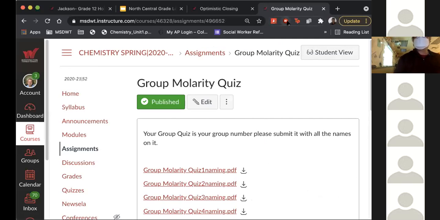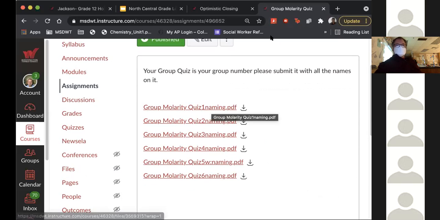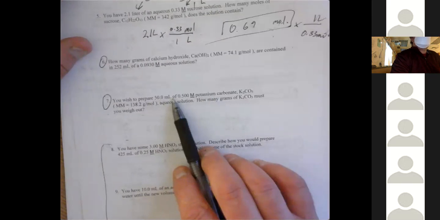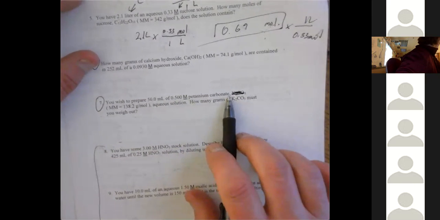I'm going to pause the recording. When you do it with a group, you actually have to know the naming as well. So you can see it says group molarity quiz 1 naming. So what that means is, take a look at this problem here. It says you wish to prepare 50 milliliters of 0.5 molar potassium carbonate. You will not be given this. You will be given the name potassium carbonate in your group.